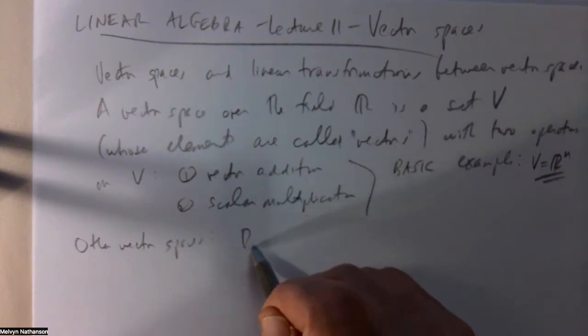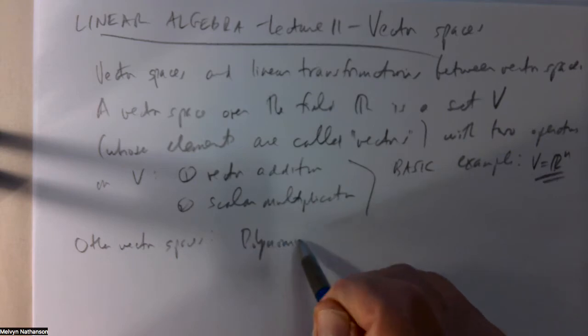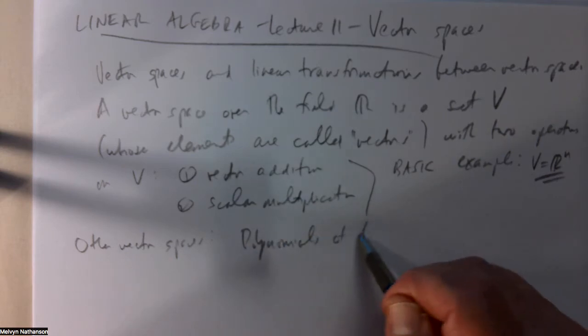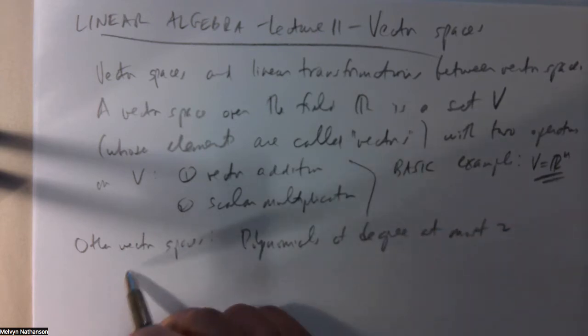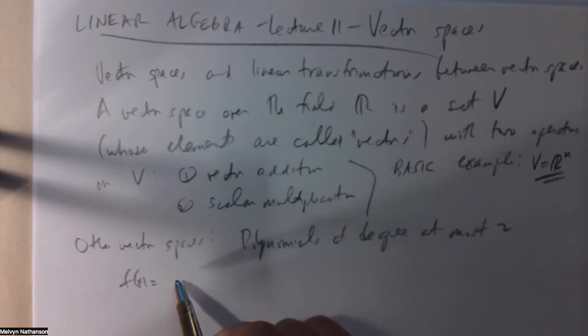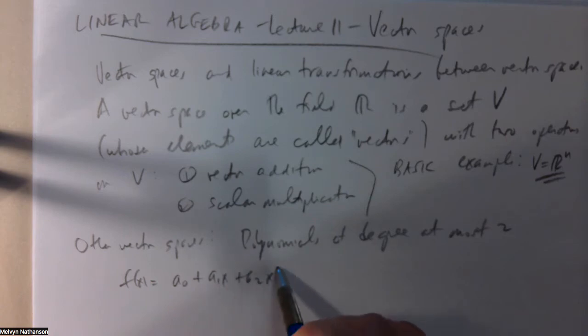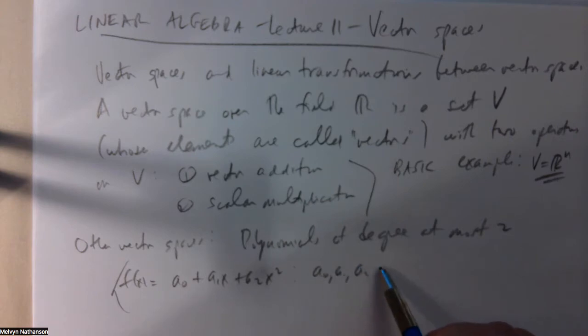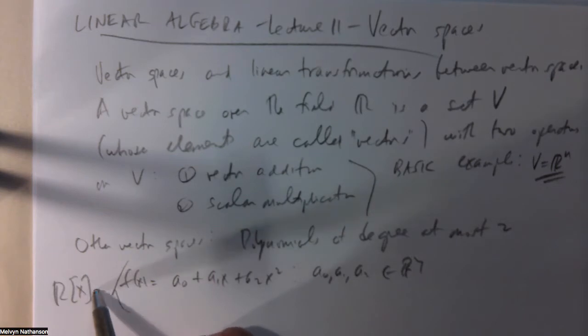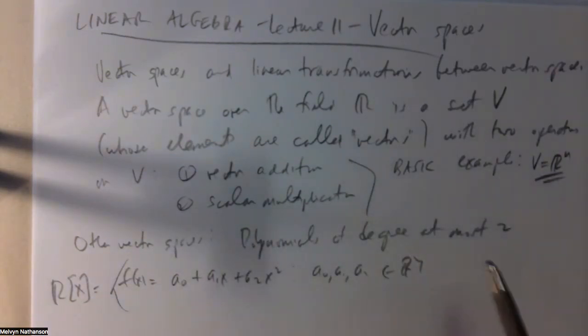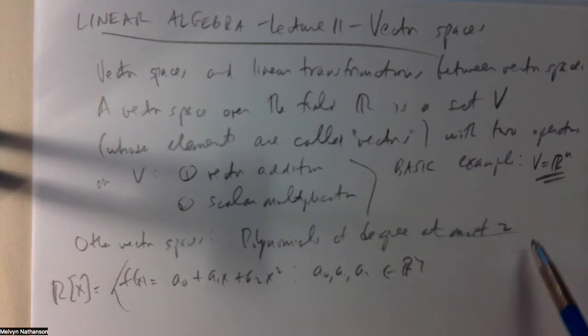Well, polynomials. Maybe even all polynomials of degree at most 2. So something like f of x equals a0 plus a1x plus a2x squared. We look at all these polynomials for all possible values of a0, a1, and a2. This is the vector space. I'll just write it as R square brackets x. This is all polynomials of degree at most 2.